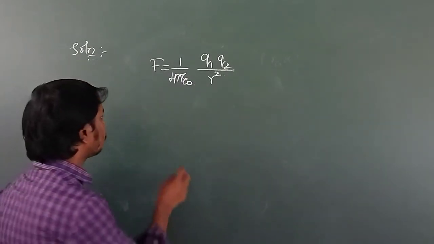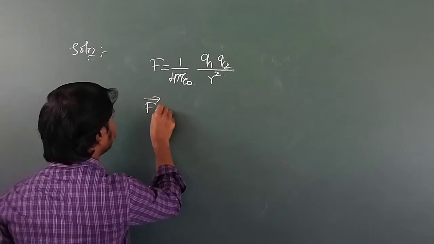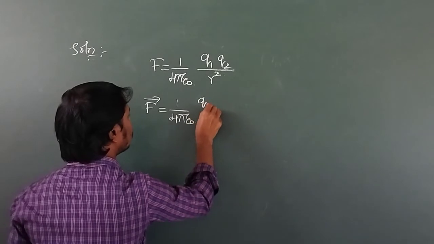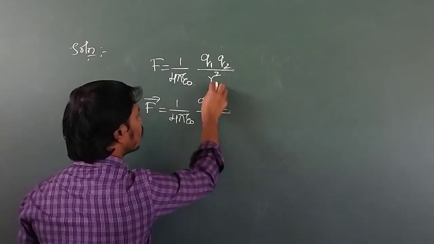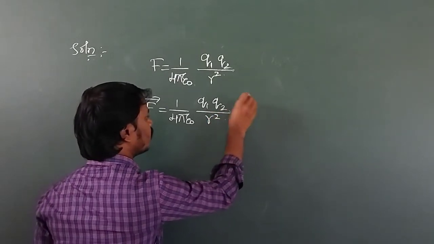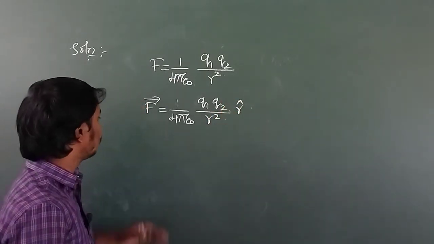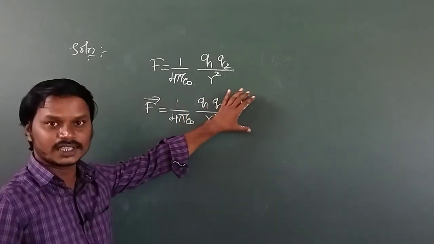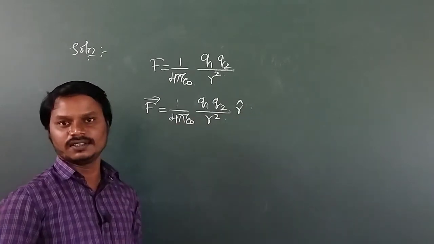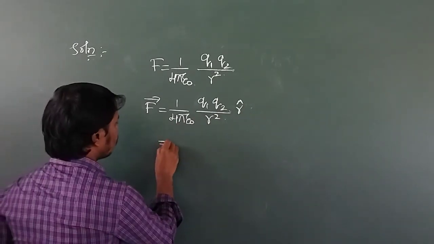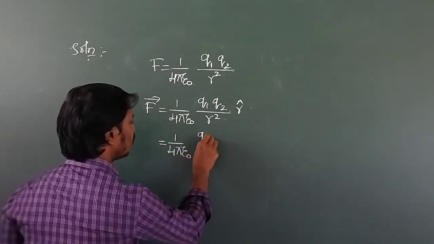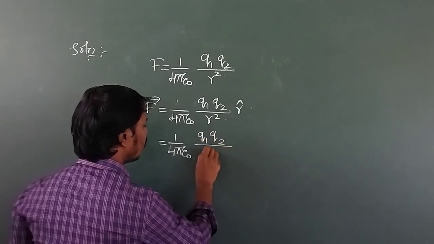How to write this in vector form? Vector F is equal to 1 by 4 pi epsilon naught, q1 into q2 divided by r square as it is, into the unit vector r cap, because we are going to write this Coulomb force in vector form. If we want to write this in vector form, we have to multiply by the unit vector.